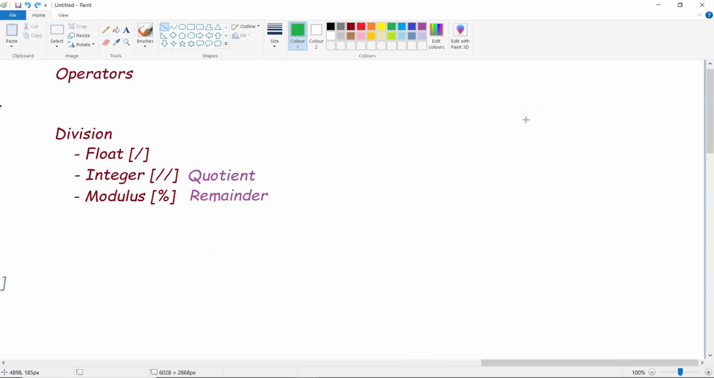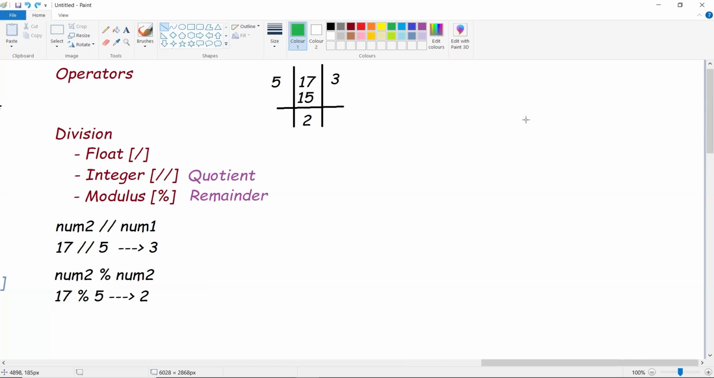Let's take an example. If I consider num1 as 5 and num2 as 17, let's try to divide our value 17 by 5. So 17 by 5, 5 threes are 15, so 2 would be the remainder. Of course, our remainder is smaller than the divisor, so we would stop our further division. Now if I say num2 double slash num1, I would only get the integer value: 17 double slash 5, the quotient is the value 3. Similarly, if I do 17 modulus 5, the value would be 2.